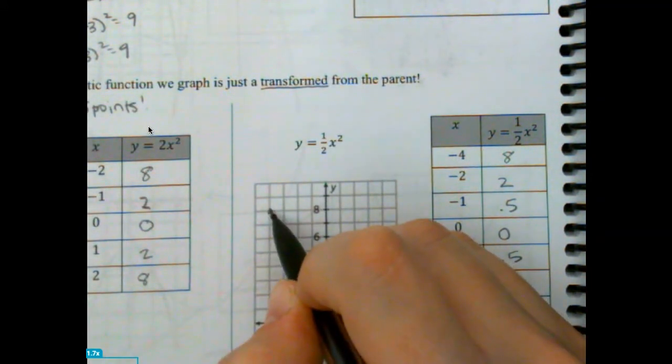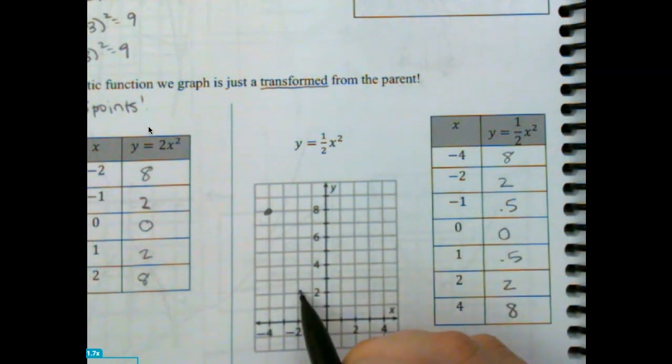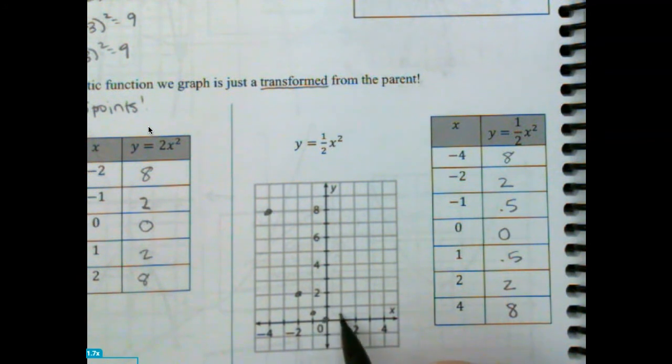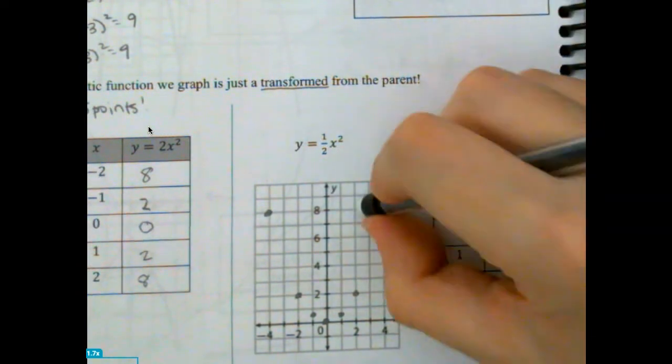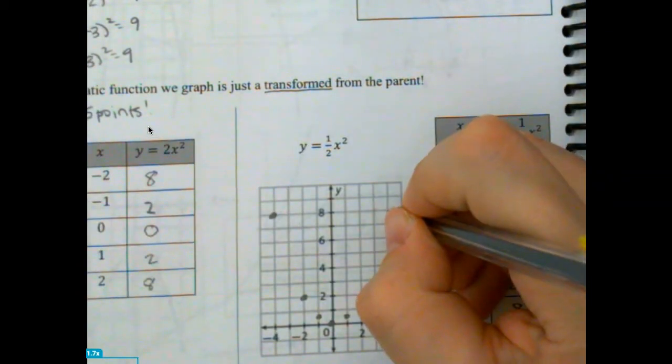-4, 8. -2, 2. -1, 1/2. And then I'm just going to mirror these. Okay. Now, oops, I'm sorry. That one should be over 1.